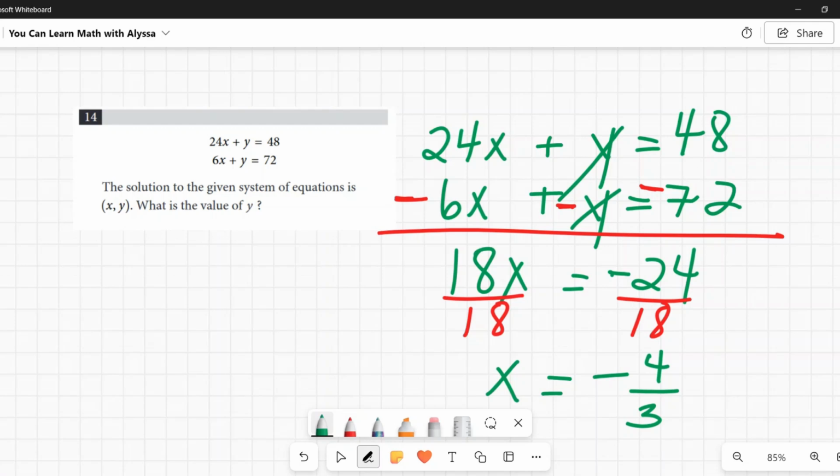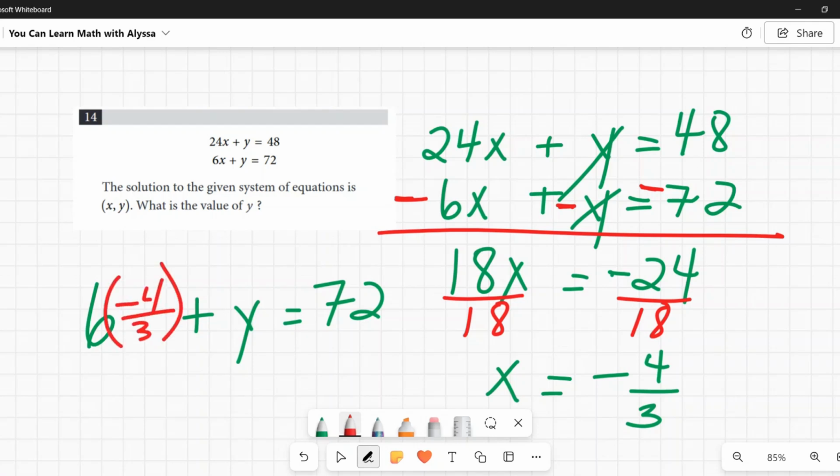Okay, so now I know x is -4/3. I can plug it into either one of these, either one I want. I'm going to go for the 6x plus y equals 72. So if x is -4/3, to do this quickly in my head without using a calculator, I go 6 times -4, then divide by 3. For me, that's just a little faster than typing 6 times parentheses -4 divided by 3 parentheses equals. Your mileage may vary. So 6 times -4 is -24, divided by 3 is -8.